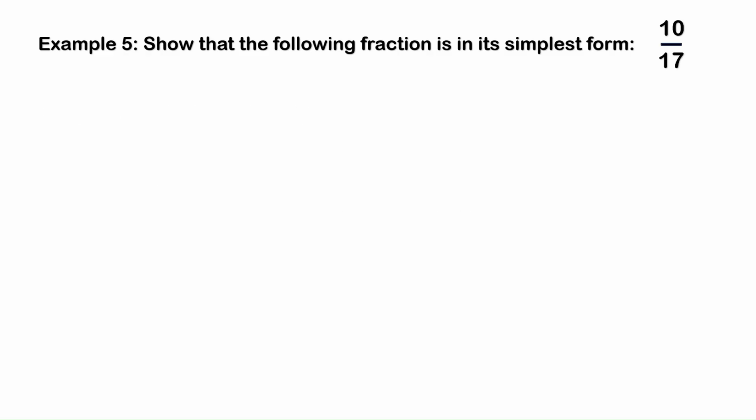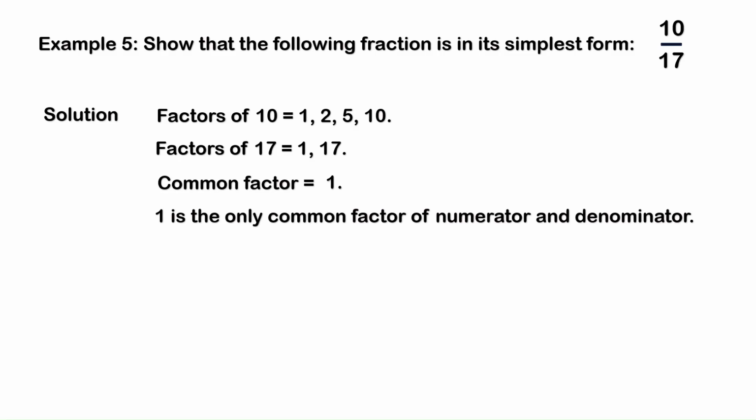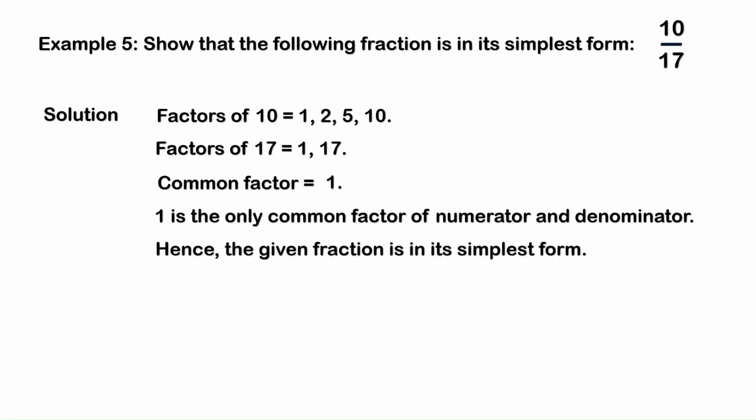This is another example. We'll proceed in the same way. Factors of numerator 10 are 1, 2, 5 and 10. Factors of denominator 17 are 1 and 17. Common factor among these two sets of factors is 1. 1 is the only common factor. Hence, the given fraction is in its simplest form.